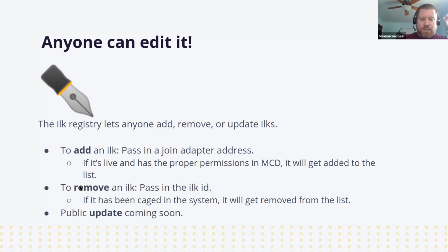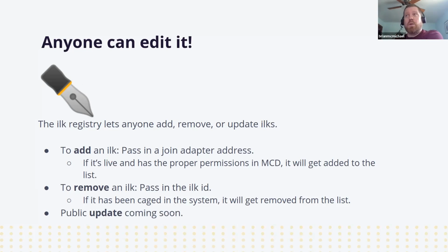And in the same way, if you want to remove an ilk from the ilk registry, you'll just pass it the ilk ID, say ETH-A, and it'll do a check here. And if the adapter that you're trying to pass in has been caged within the system, and that's a governance function, then no problems. It'll just remove it from the list.